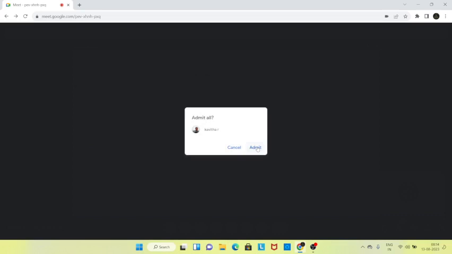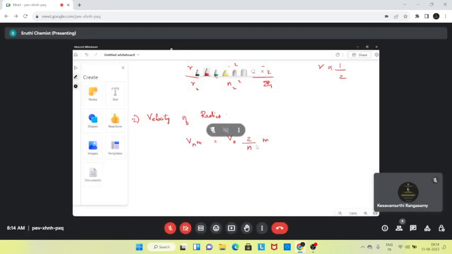So the velocity of the electron in the nth orbit is Vn = V naught Z by n meters per second, where the value of V naught is 2.188 × 10^6 m/s. Again, if you see here, the velocity is directly proportional to the atomic number and inversely proportional to n. Based on this, you may have some problems.